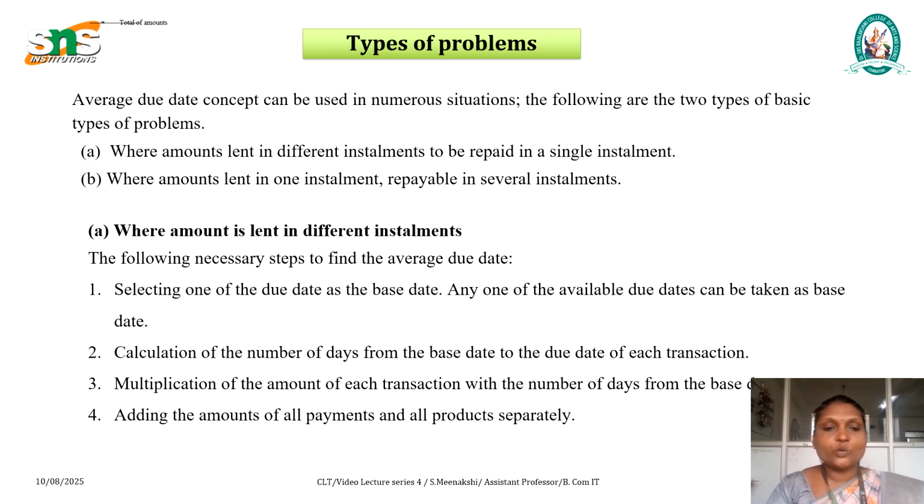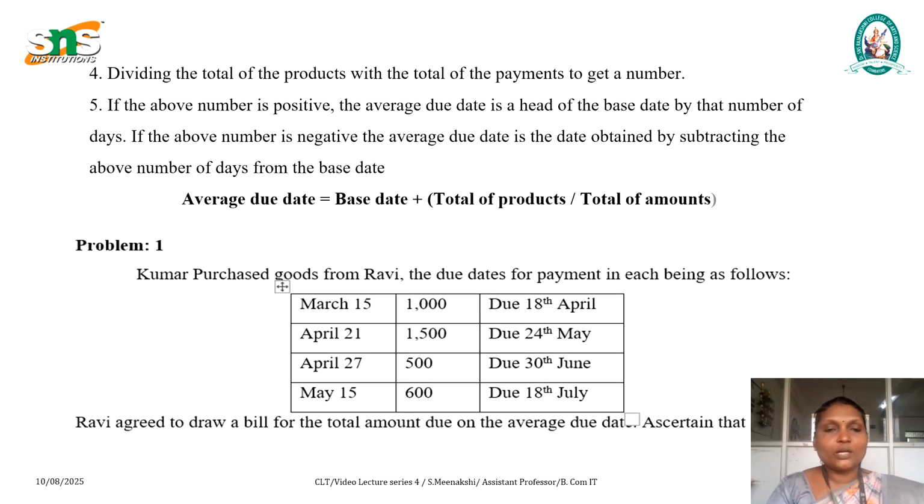The second step is calculation of the number of days from the base date to the due date of each transaction. So the total number of days between the base date and the due date has to be calculated. Then multiply the amount of each transaction with the calculated number of days from the base date. So you will get a product. Then we have to add all the amounts of payments and all the products separately. Dividing the total of products by the total of payments, you will get a number.